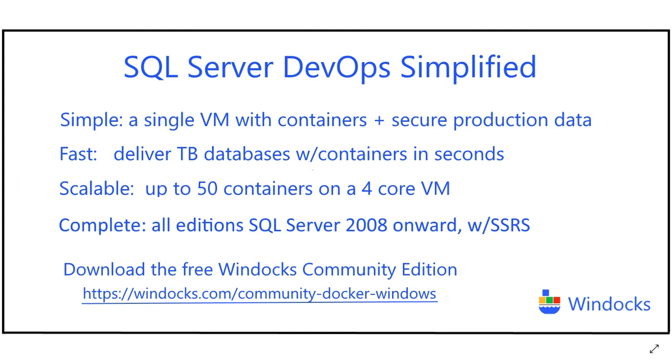the production database clone. And this is really one of the simplest, fastest, and most scalable solutions to approach SQL Server DevOps. You can use a single VM. You can use secure production data. It just is scalable to up to 40 or 50 of these environments on a single 4-core VM. And you can work with any SQL Server environment from SQL 2008 onward. And we also support SQL Server Reporting Services.